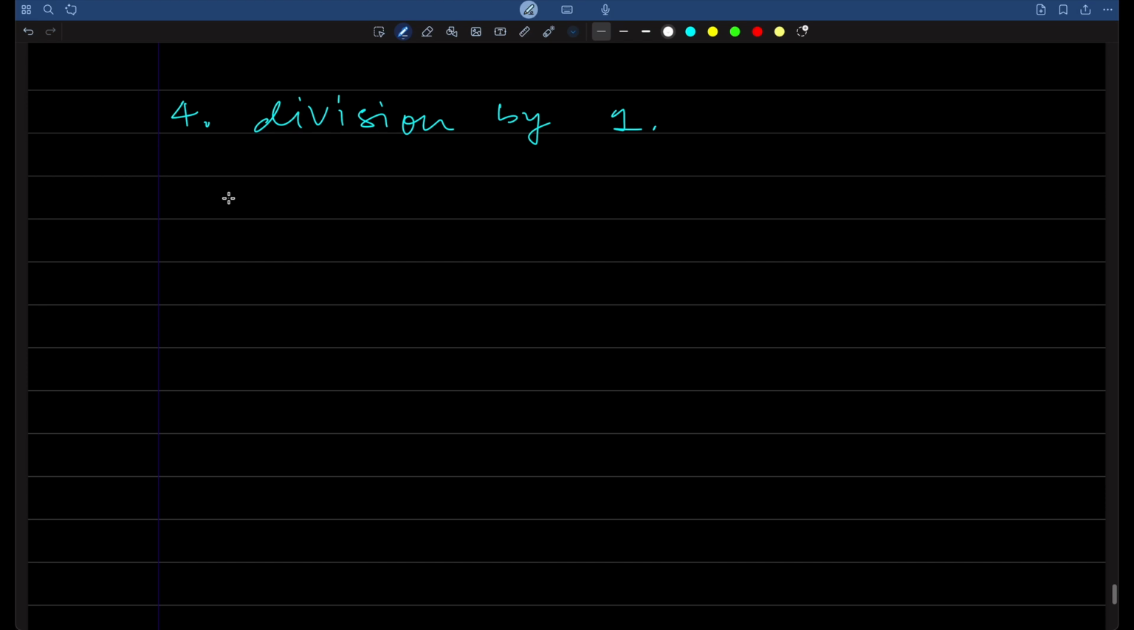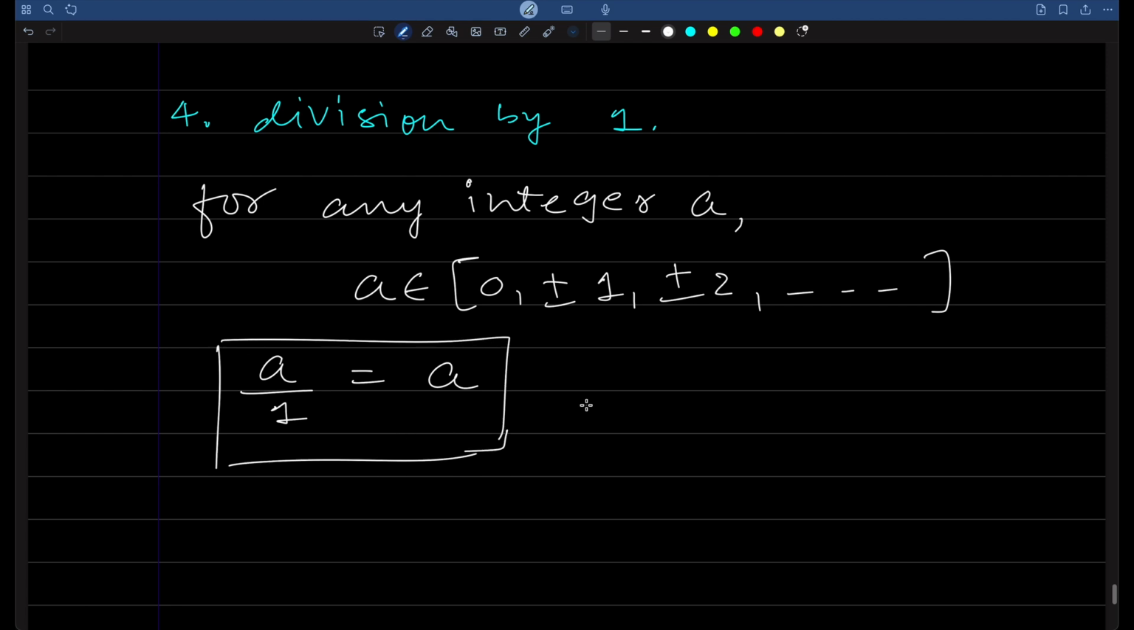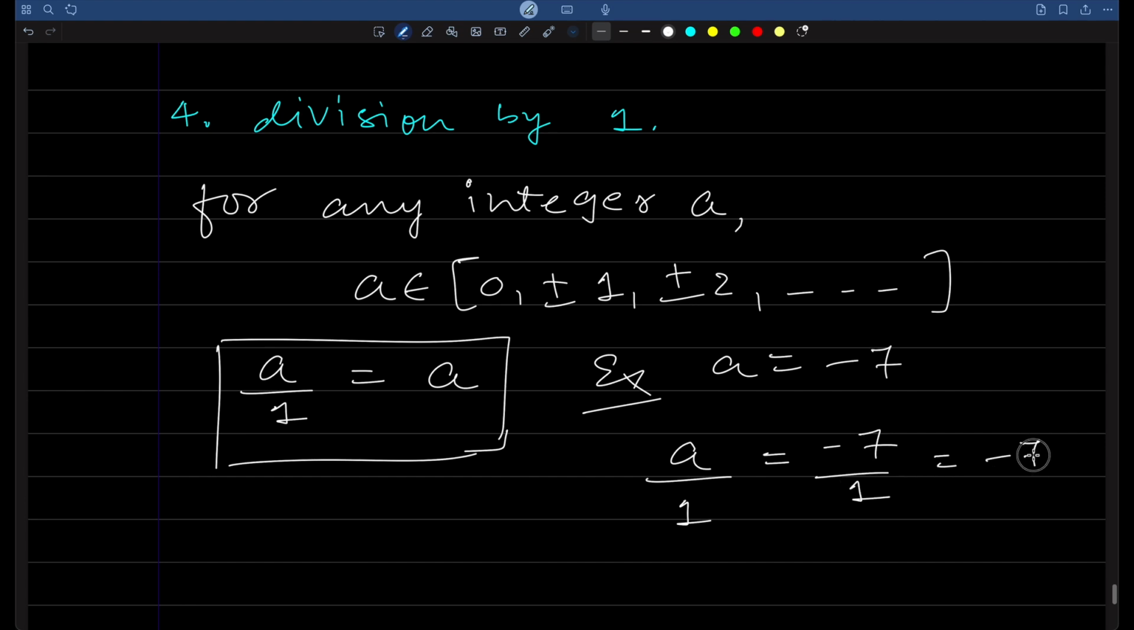Now division by 1. For any integer a, where a belongs to 0, plus or minus 1, plus or minus 2 and so on, division by 1, that is a divided by 1 equals a. If we take one example, that is a equals to minus 7, then a divided by 1, that is equals to minus 7 divided by 1, that is equals to minus 7.